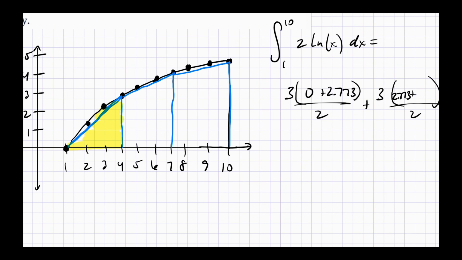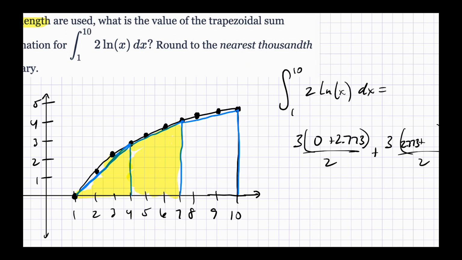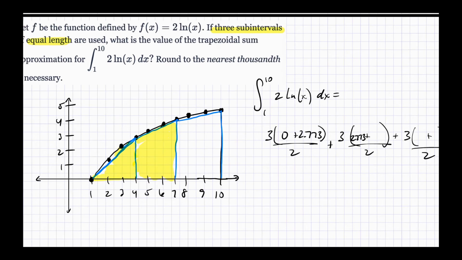And then it goes to this guy here, which again, plug in 7 here and it'll get you your answer. And you get almost 4. It's 3.892.